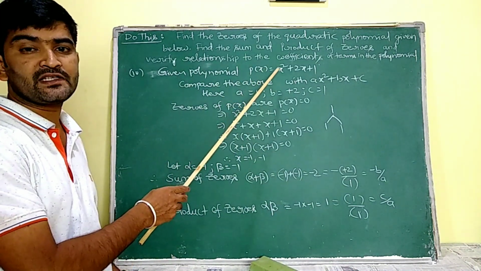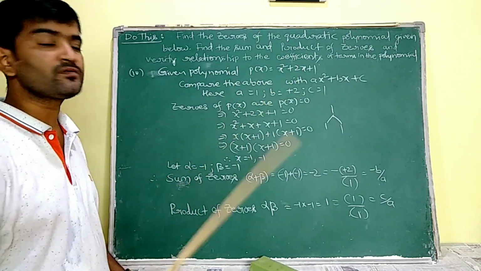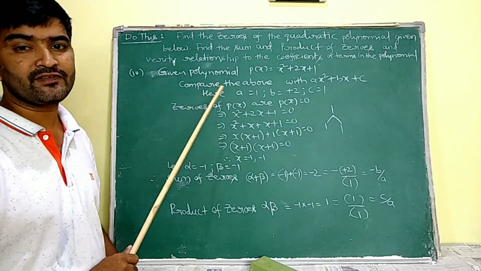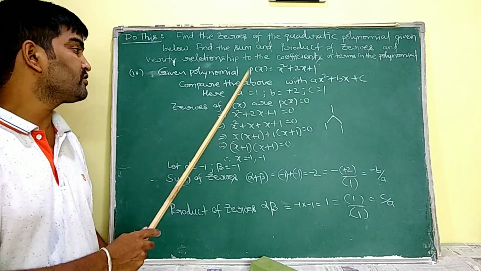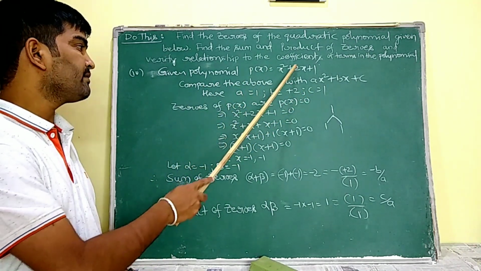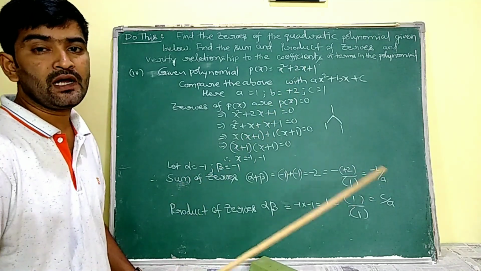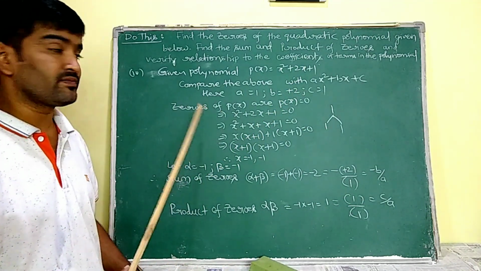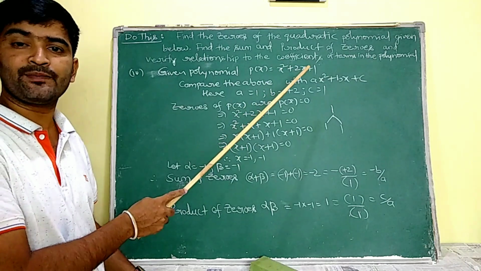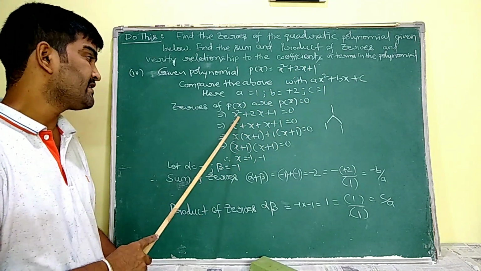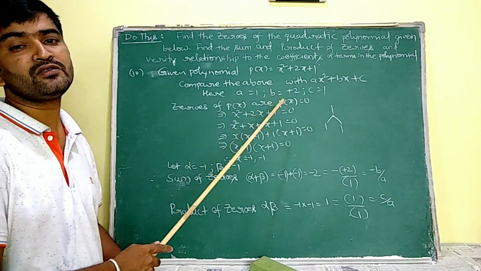Given polynomial p of x is equal to x square plus 2x plus 1. Firstly we have to compare it with ax square plus bx plus c is equal to 0. So then a is equal to 1, b is equal to 2, c is equal to 1. After that we have to find its zeros. To calculate the zeros of this polynomial, we must equate it to 0. That is x square plus 2x plus 1 is equal to 0.